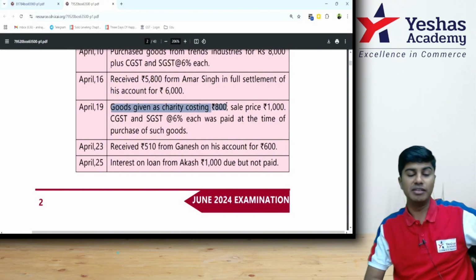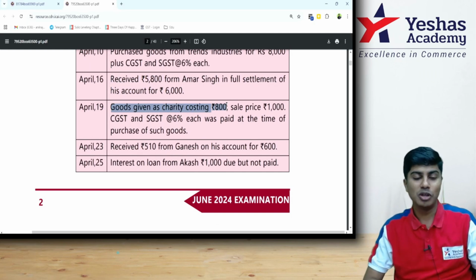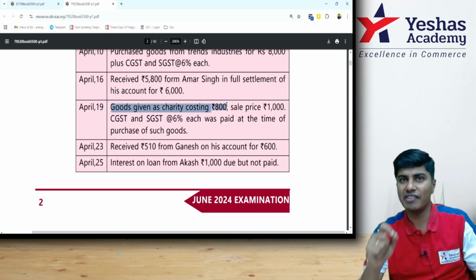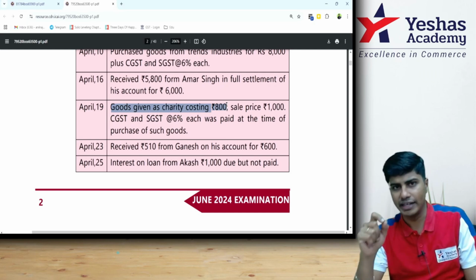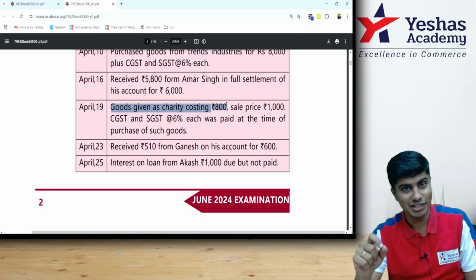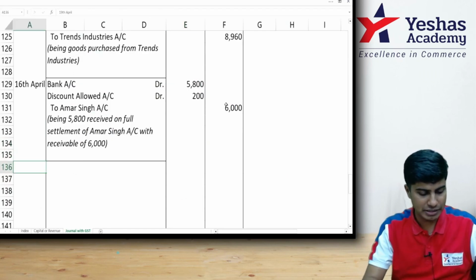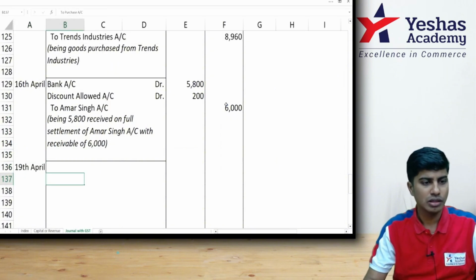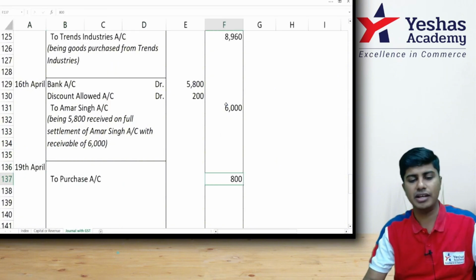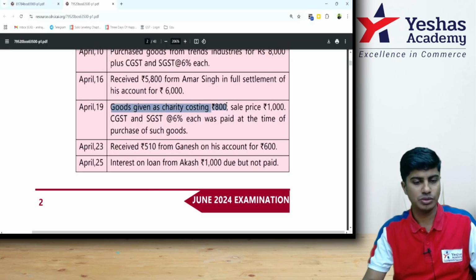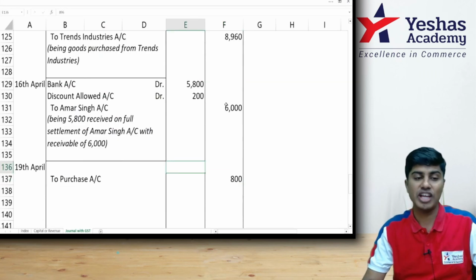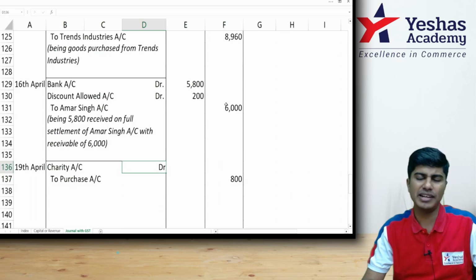Selling price is 1,000, but I don't care about selling price because this is goods given otherwise than by way of sale. So it should not be credited. It should never be credited to sales. It should always be credited to purchases. I will credit my purchases account to the extent of 800. That is the value of the goods. Debit will be charity account. This charity will later be deducted from my capital like drawings.